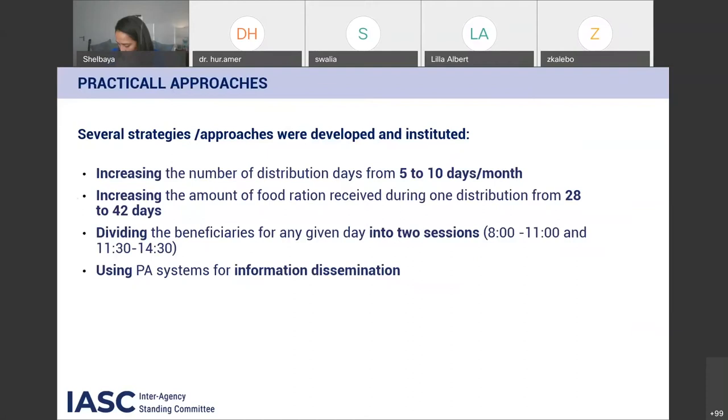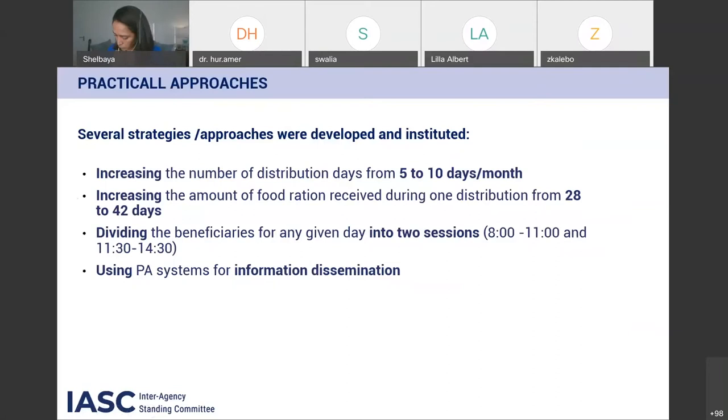Another approach was to increase the amount of food ration received during one distribution cycle from 28 to 42 days. Initially, we used to distribute a ration that covers 28 days, but we had to extend it to 42 days to give more time between visits to the site.